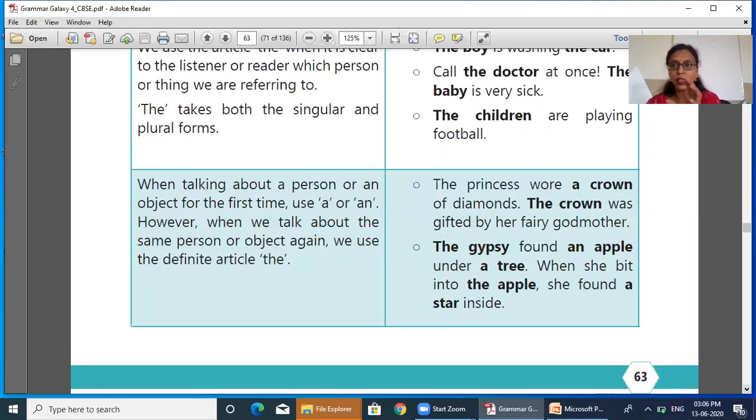So you should see the usage of all the three articles. The gypsy. Why? Because we know which gypsy we are talking about. The one who found an apple under a tree. It can be any apple, it can be any tree. When she bit into the apple, that same apple we are talking about now, that same apple which is mentioned in the first sentence. When she bit into the apple, she found a star inside. It can be any non-specific star. Yes? Understood? Okay. Moving on to the next rule.